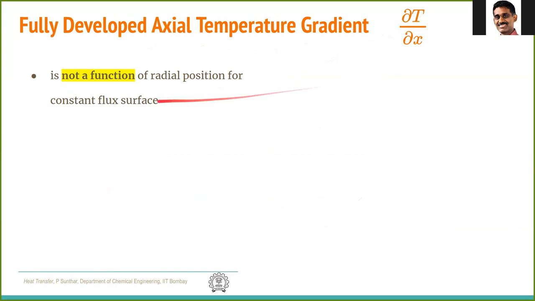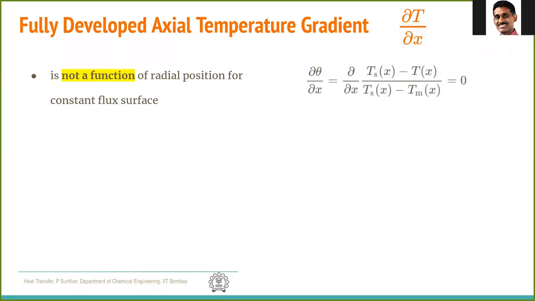developed region, is not a function of the radial position, that is at all radius r equal to 0 to r equal to capital R. It is not a function of that when the boundary condition on the surface is a constant heat flux. Let us see how this is derived.